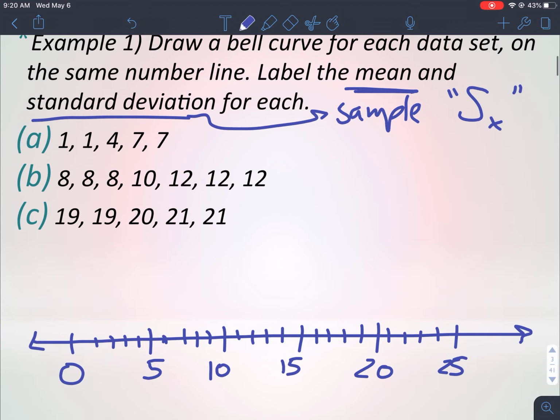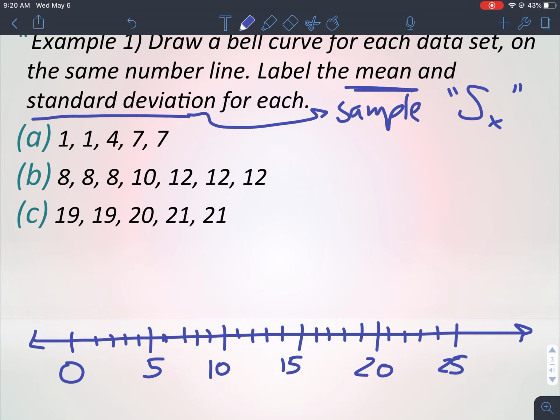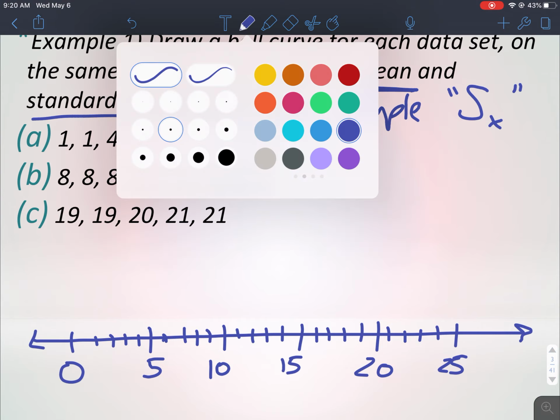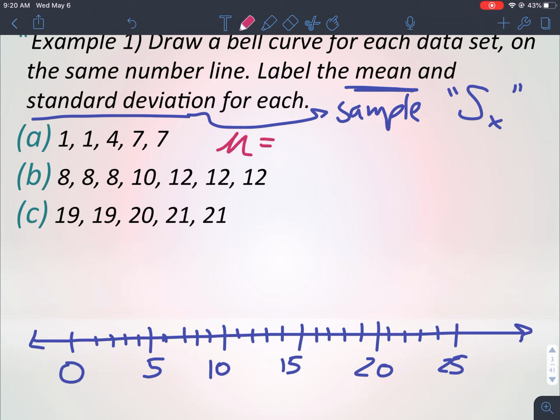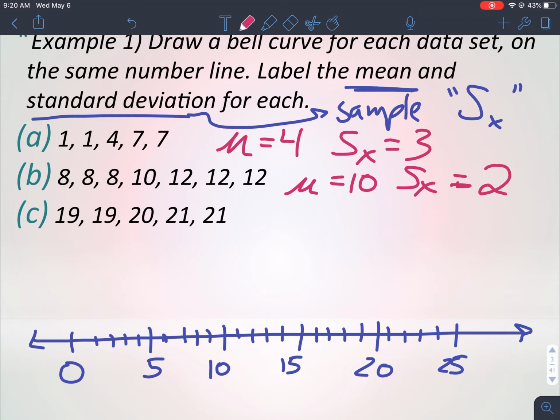For the first data set, 1, 1, 4, 7, 7, we should get a mean of 4 and a sample standard deviation of 3. Comes out really nicely. The next one is going to be a mean of 10 and a sample standard deviation of 2. If you haven't already, try the third set on your own. But you should get a mean of 20 and a sample standard deviation of 1.